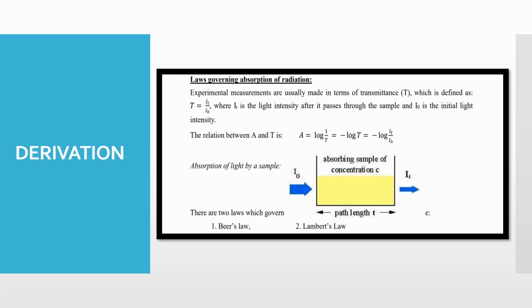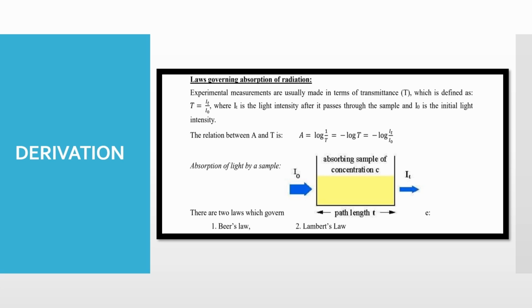The experimental measurements are usually made in terms of transmittance, which is defined as T equals I_T by I_0, where I_T is the final intensity while I_0 is the initial intensity. The relation between A and T is A equals log 1 by T, which can also be written as minus log I_T by I_0. The absorption of light by a sample can be described by the given diagram.